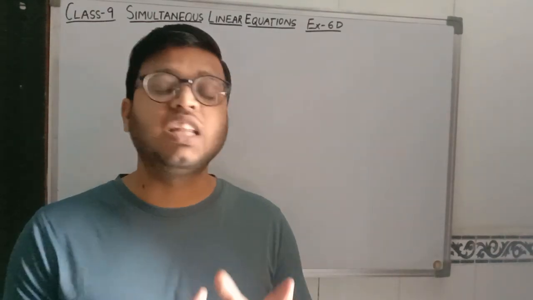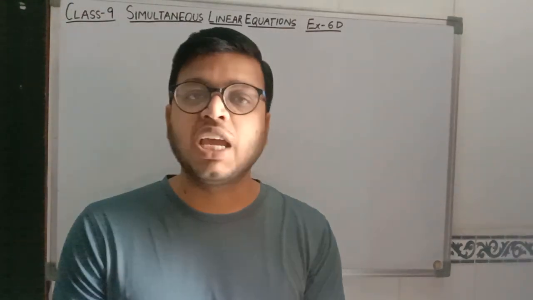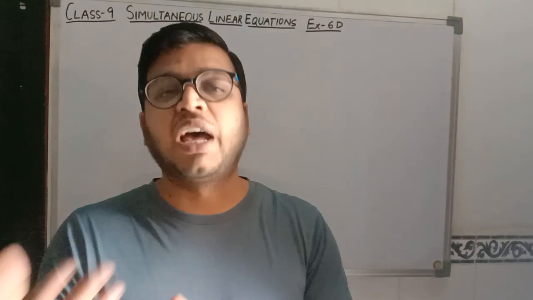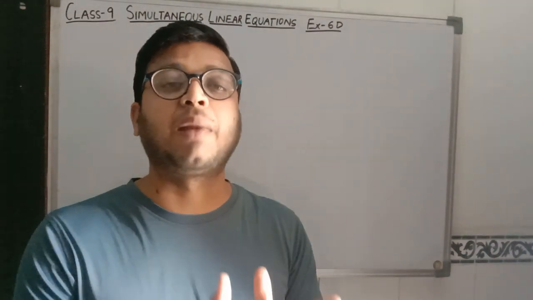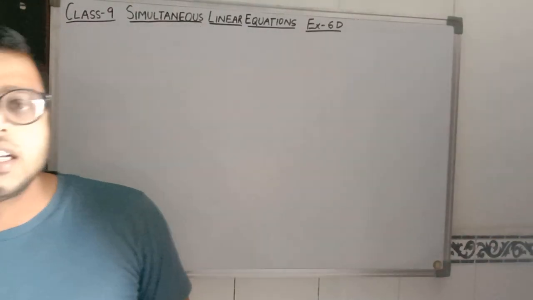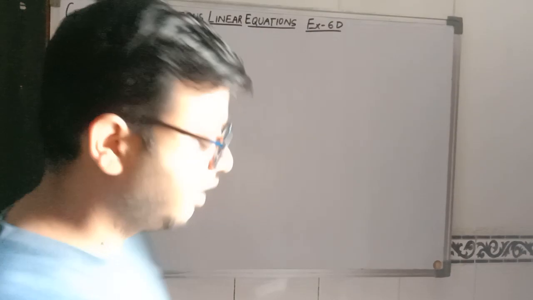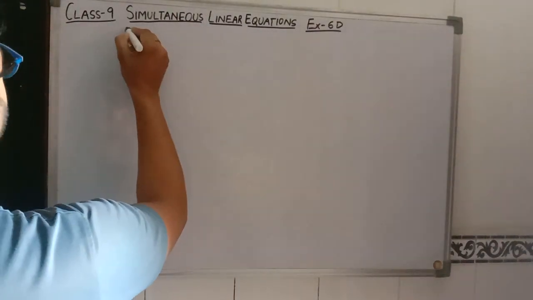So first of all, in these questions which we are going to study in exercise 6D, we have to make the question into general form by some considerations, by some changes. After that we will apply any of the methods, because in this exercise no method is specified. So without any delay, let's start exercise 6D.